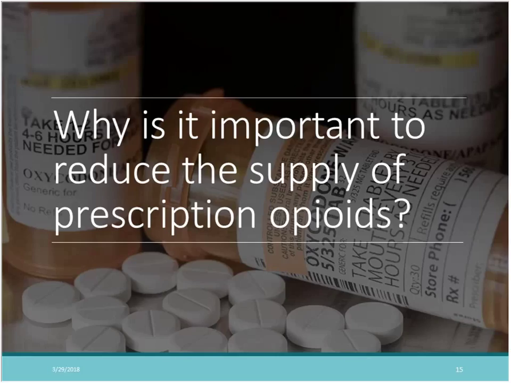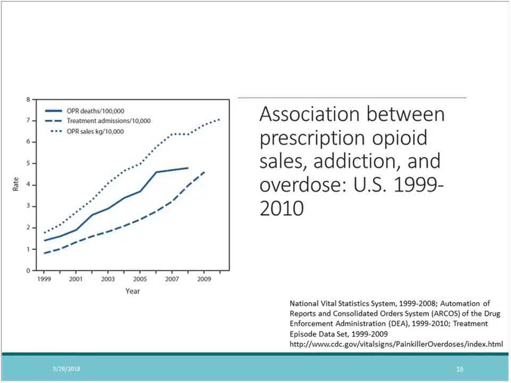So why is it important to reduce opioid supply? Any of these materials that we go over today, you might use for your own safety coalitions. This is all material that you could use for your own communications in your own communities. This shows that from 1999 to 2010, we saw a dramatic increase in the amount of opioids being prescribed and a corresponding and linear increase in the number of overdose deaths and treatment admissions.